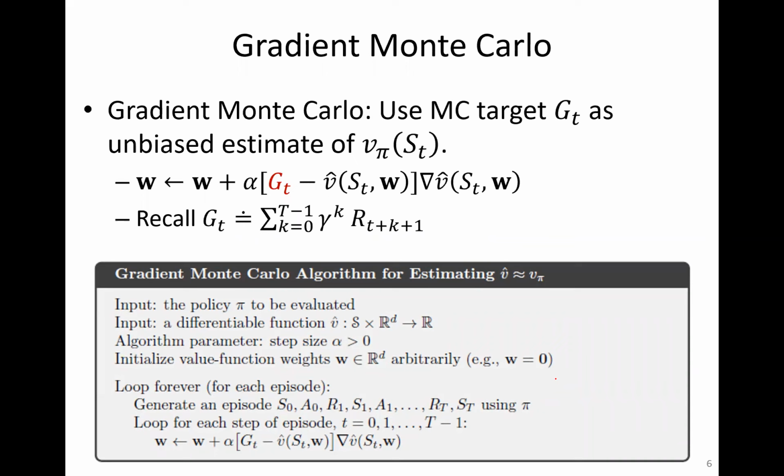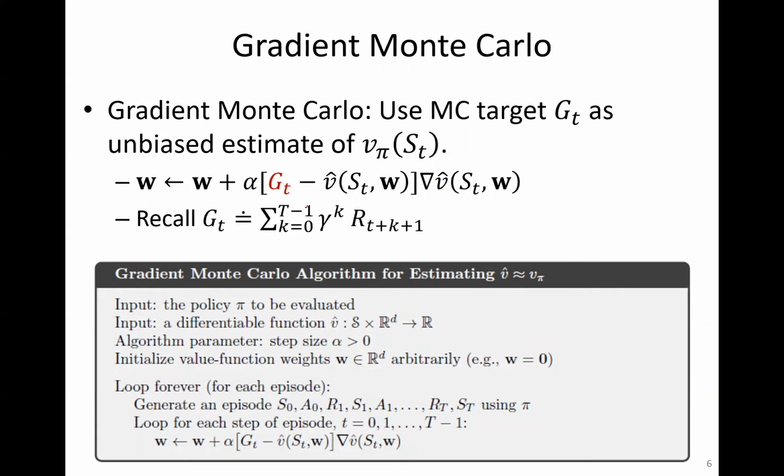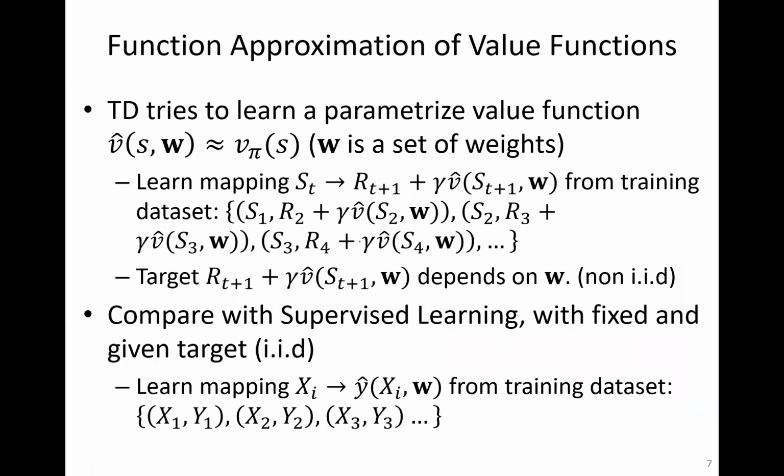For gradient Monte Carlo, you simply use the Monte Carlo target G, the return, as an unbiased estimate of V pi. At every step, you update W using G_t to replace the ground truth V pi(S_t). Remember, G_t is the return from the current time step until the end of the episode. That's gradient Monte Carlo.